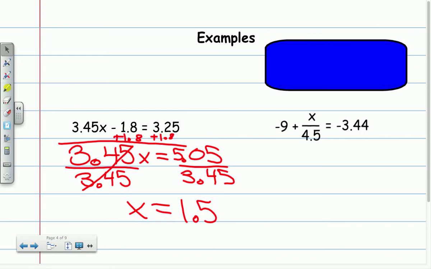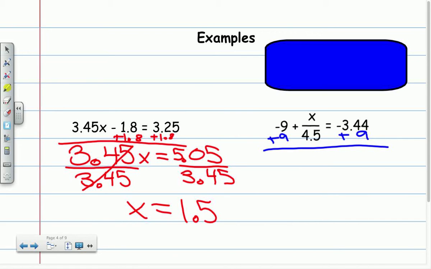Here we go. Write it in your notes. Although it is ugly, yes it is, I will still follow. Step 1, move what's not connected. So what is not sticking to my variable? My negative 9. So the opposite of negative 9 is plus 9. And now I'm going to plus 9 over here. Oh goodness, it is very, very ugly.